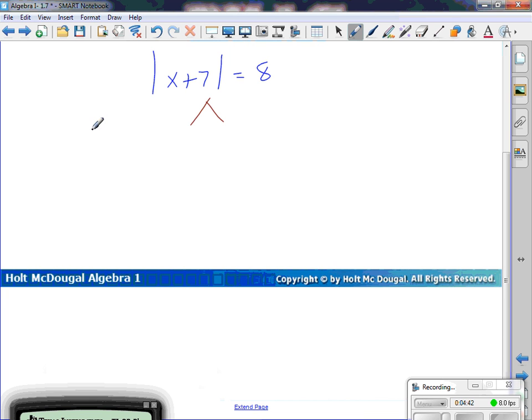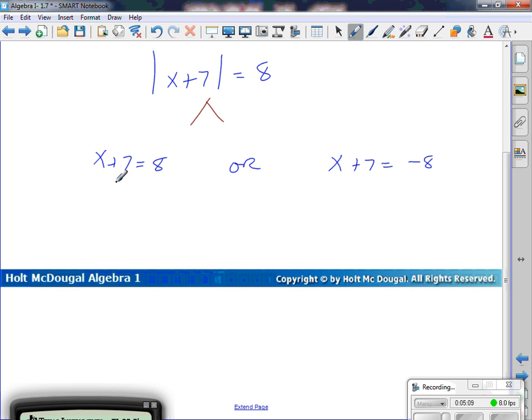The first problem I'm going to have, if that absolute value was not there, I'd have x plus 7 equals 8, or I would have x plus 7 equals negative 8. If that absolute value was not there, I don't know if it would be a positive 8 or a negative 8, because the absolute value automatically changed it to a positive number. So I have two problems.